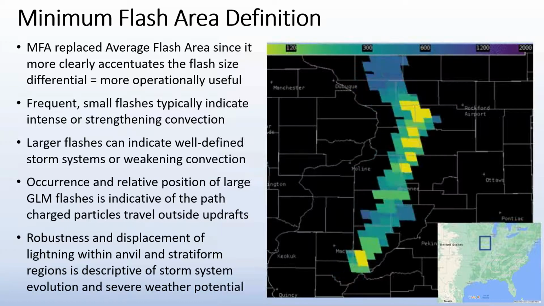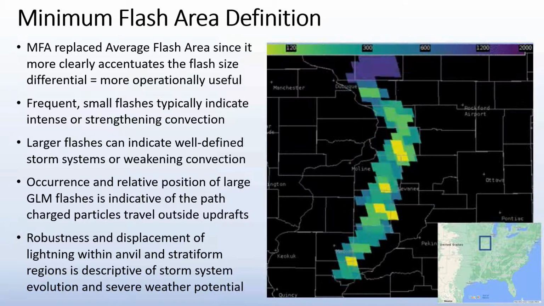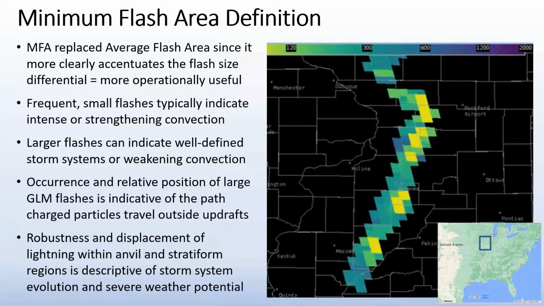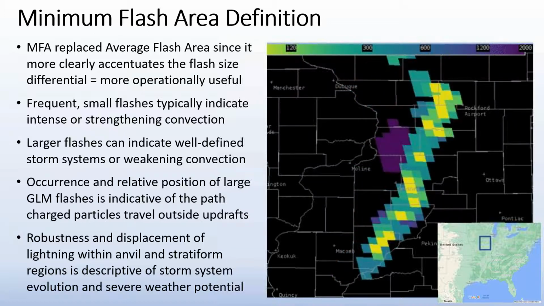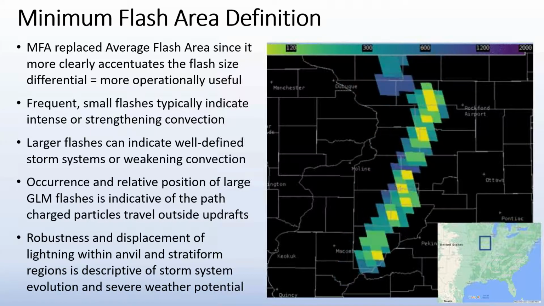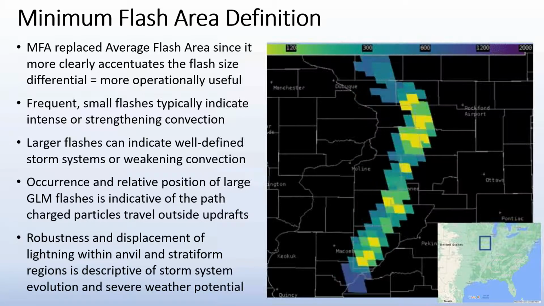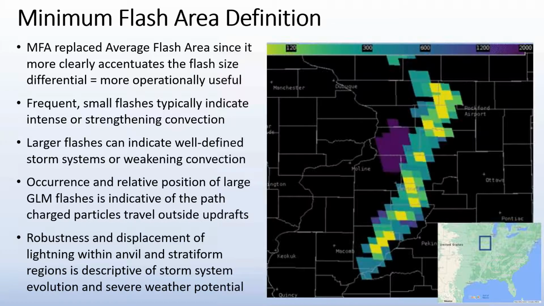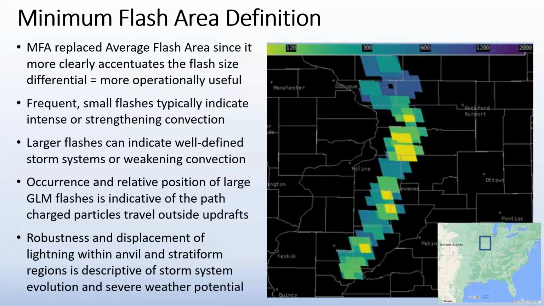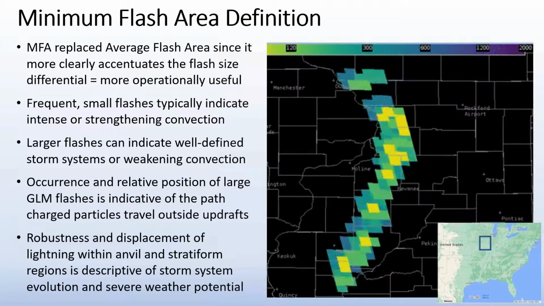So if you've got a system where it's trying to become more linear and starting to develop a trailing stratiform region, you can observe those very large flashes start to shift into that trailing or backside of the convective system. And then finally, the robustness and displacement of that lightning within the anvil and stratiform regions is descriptive of that storm system evolution and severe weather potential.